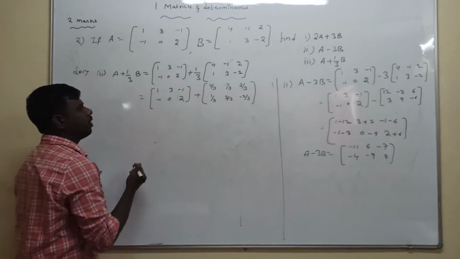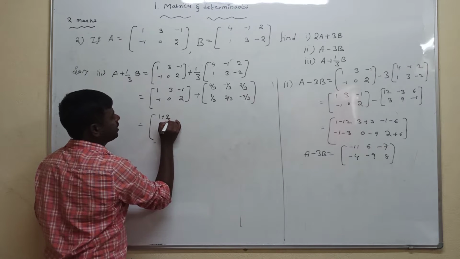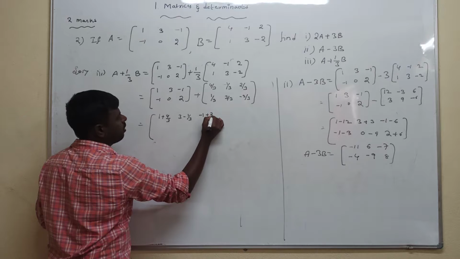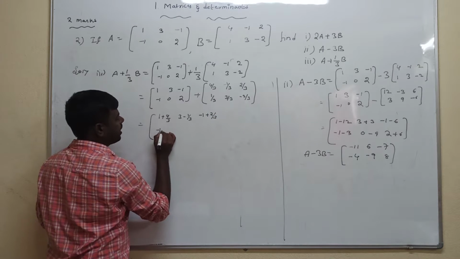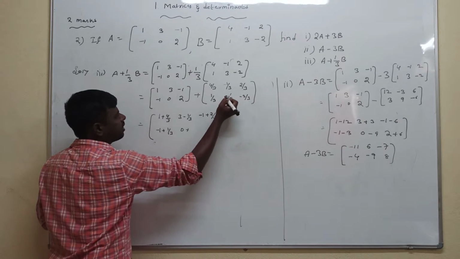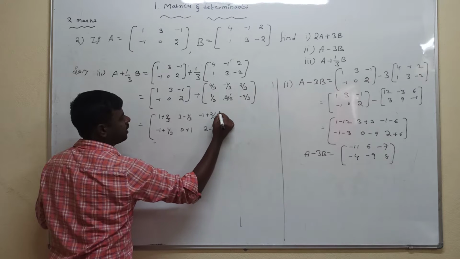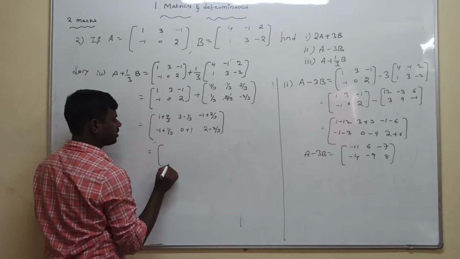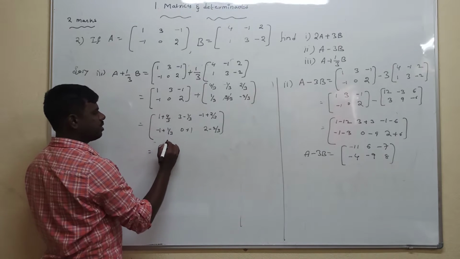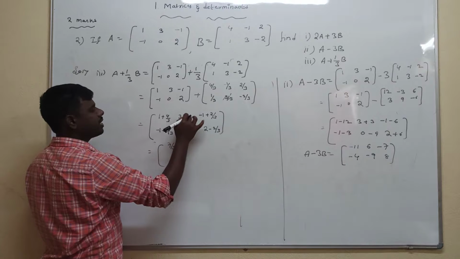Now adding corresponding elements. First element, 1 plus 4 by 3. 3 minus 1 by 3. Minus 1 plus 2 by 3. So minus 1 plus 1 by 3. 0 plus 3 by 3, that value is 1. 0 plus 1. So 2 minus 2 by 3. So we are adding corresponding elements. After that LCM is 3. 3 into 1 is 3, 3 plus 4 is 7, so 7 by 3. 3 into 3 is 9, 9 minus 1 is 8.